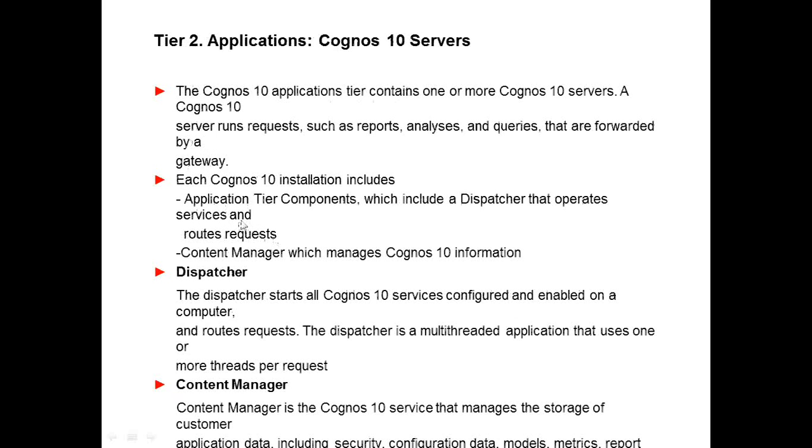It operates services and routes requests. So whatever request you are performing on any studio, this dispatcher will operate the services. There are different services: report service, batch service, schedule service.